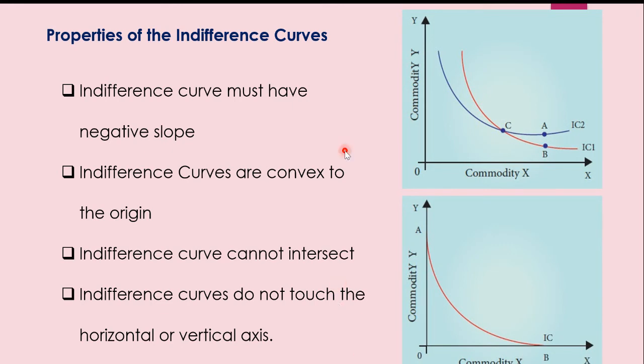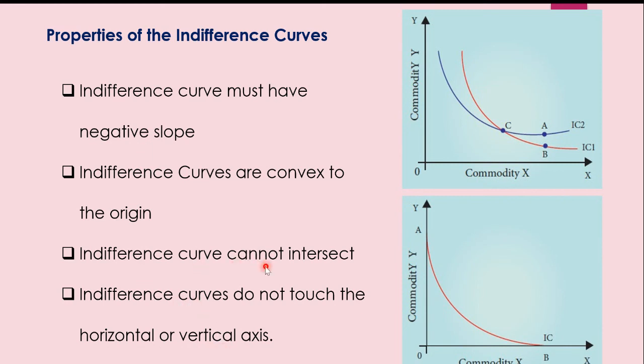This is very, very important, girls. It can be asked as a 3-mark question. What are the properties of indifference curve? 1. Indifference curve must have negative slope. 2. Indifference curves are convex to the origin. 3. Indifference curve cannot cut each other. 4. Indifference curves do not touch the horizontal or vertical axis.